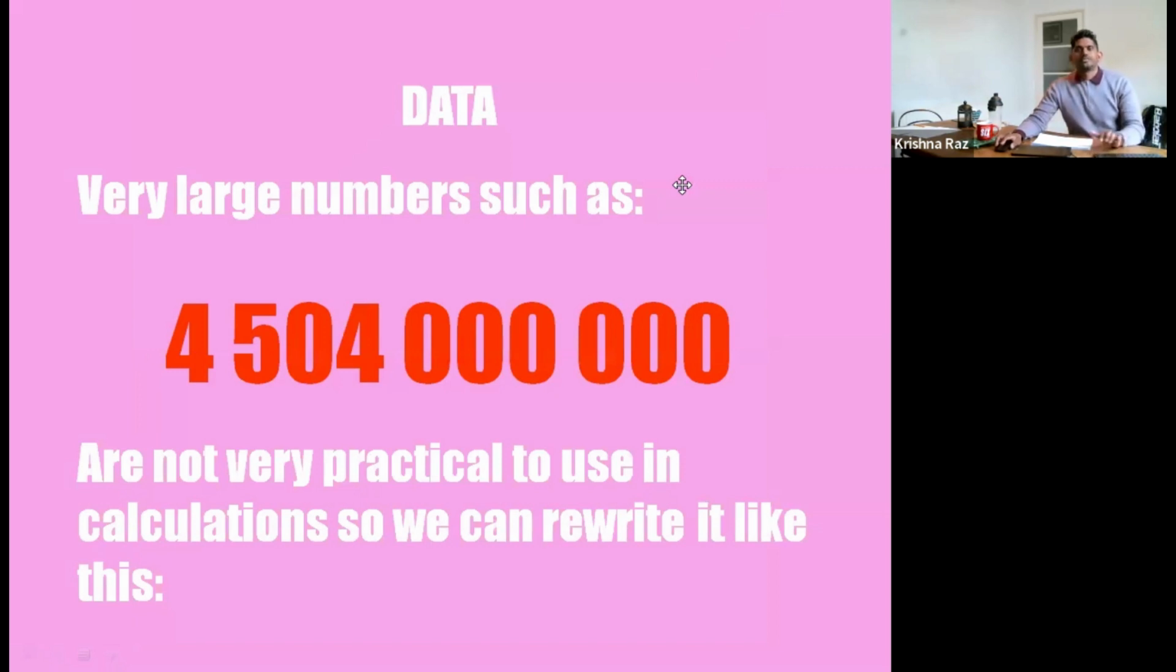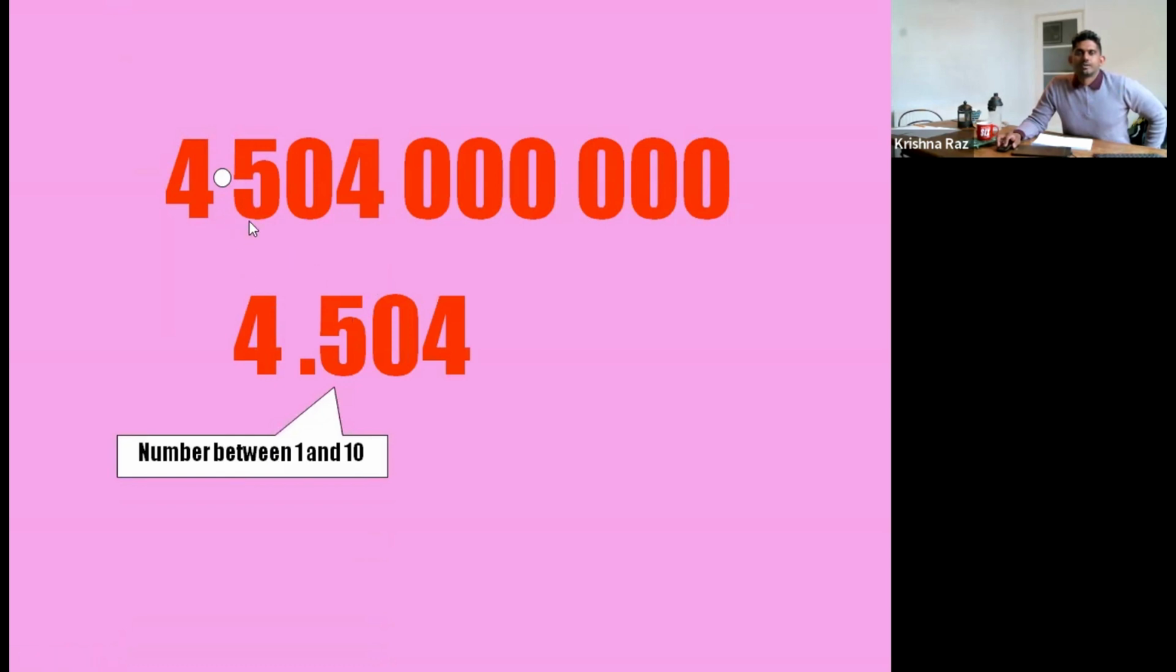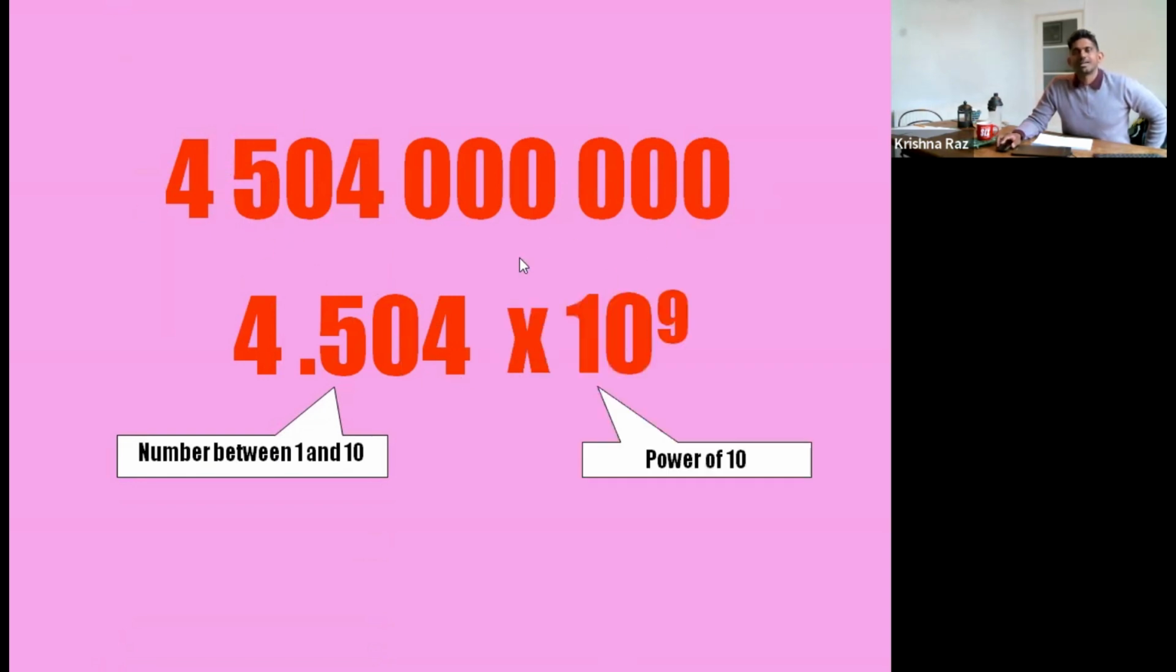So if we think of very large numbers like this, that is 4.5 billion. They're not very practical for calculations. We like to write it into something called standard form. So when I say it's 4.5 billion, that essentially means we can times 4.5 by 10 nine times, and we will get the answer that's above. So that is essentially standard form.